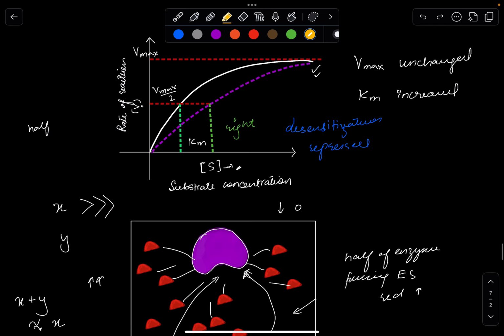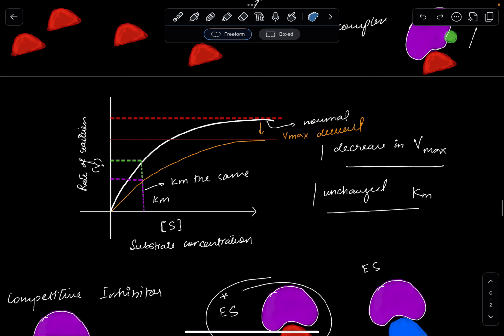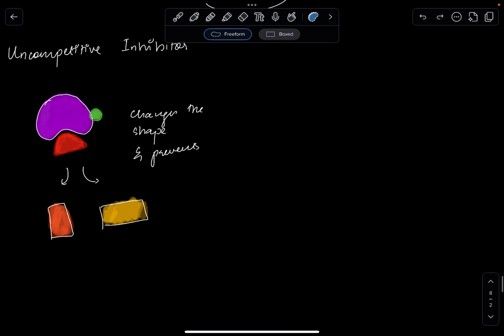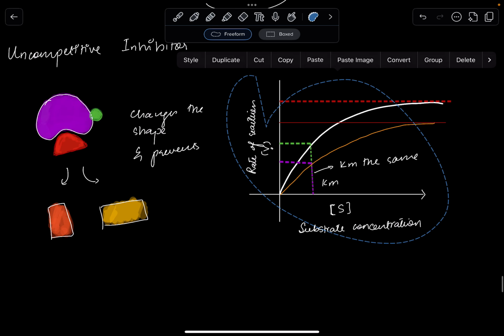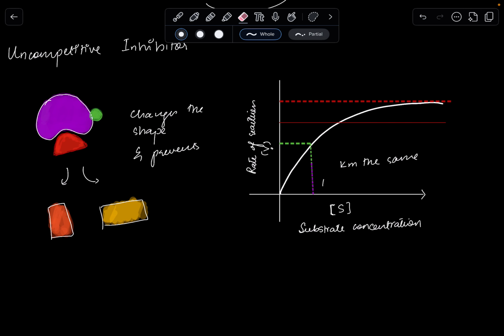So if you look at the graph of something like this, I'm just going to copy this and use this as the same template. What we see is that not only is the Vmax decreasing, but we also see that the Km decreases.